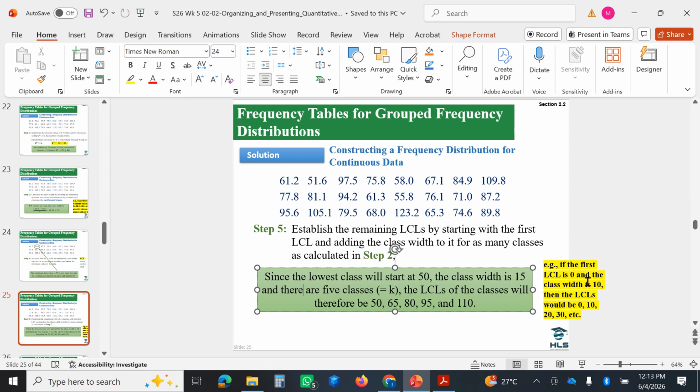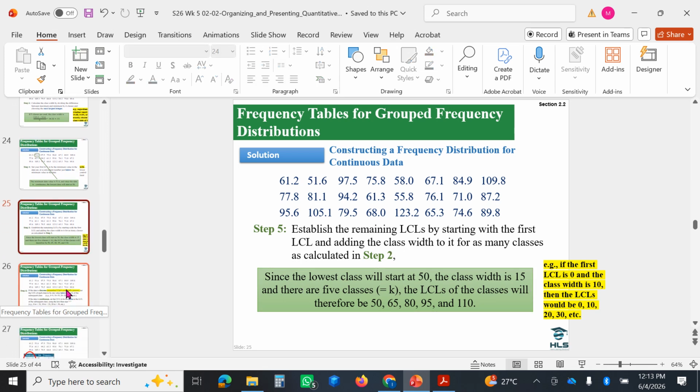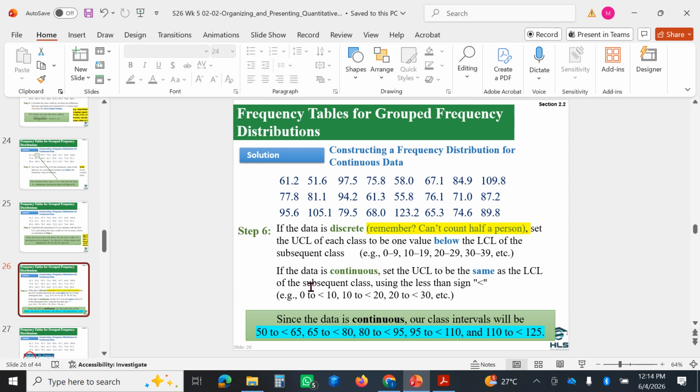If the first LCL is 0 and the class width is 10, then the next LCLs would be 0, 10, and these are the lower class limits for each one. And we'll show you that there in two shakes of a lamb's tail.